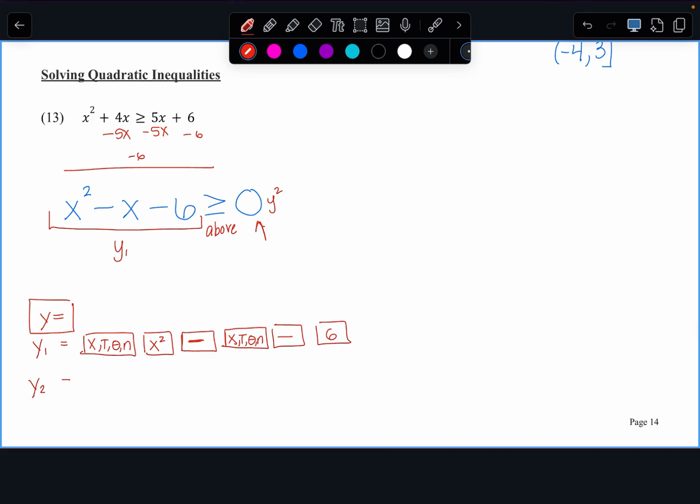6. And then y2, we're going to put 0 in there because that's where we want to see where they intersect. Then we can click graph.